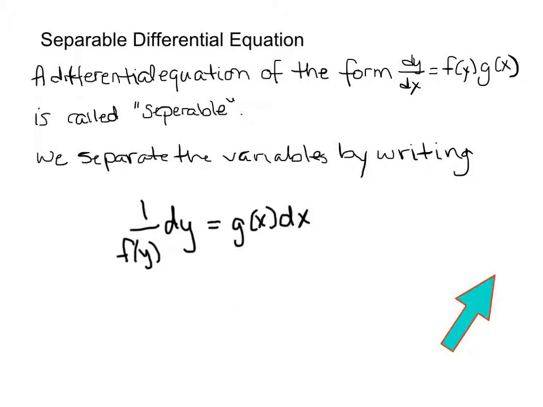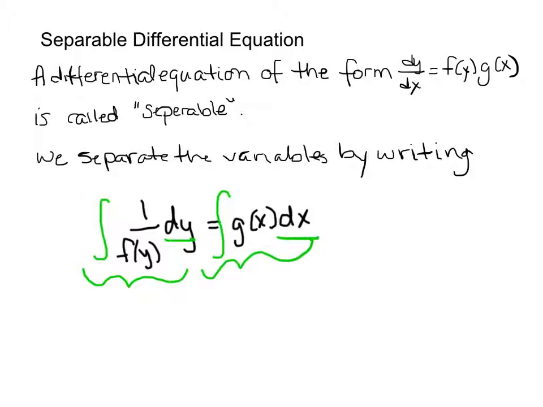What we're going to do is separate the variables by writing 1 over f of y dy equals g of x dx. Basically, all I'm doing is taking the dx and multiplying it over to the right, and taking the f of y and dividing it over to the other side. Then from there, we're going to integrate both sides. We'll integrate the left side with respect to y, and the right side with respect to x, and then we'll be able to find the solution to this separable differential equation.